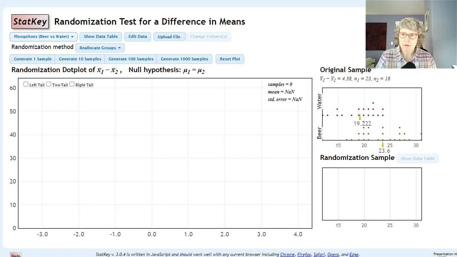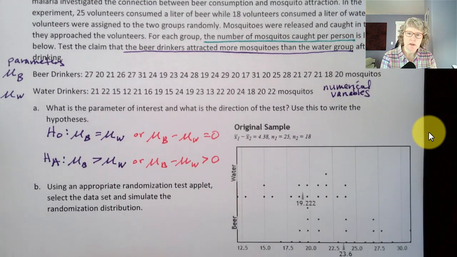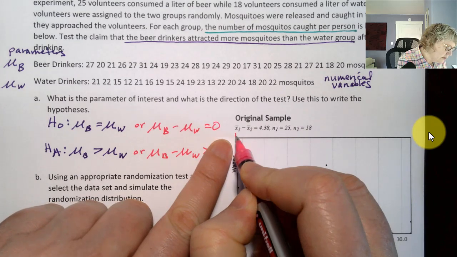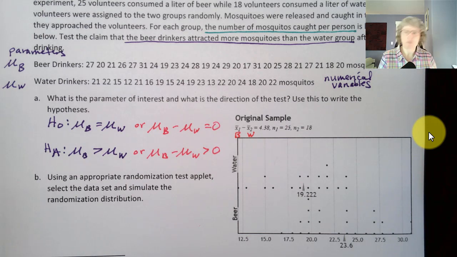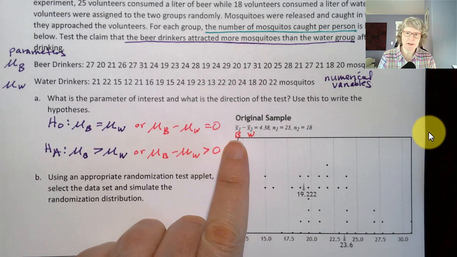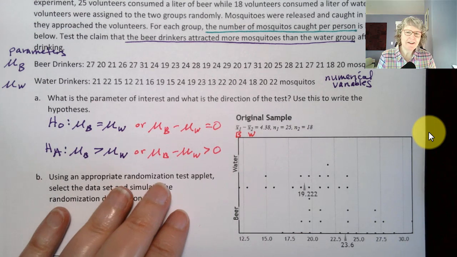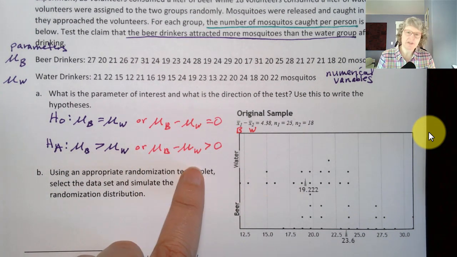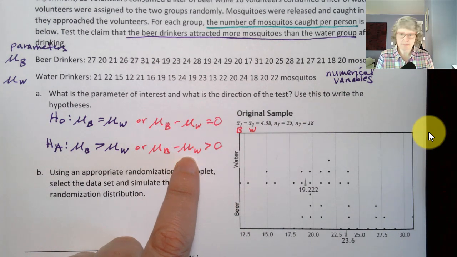So I'm going to go back to the notes for a second, and I'm going to write under here the x bar 1, I'm just going to put a B there and a W. It's kind of small, so I don't have room to put x bar B and x bar W, but I just want to remind myself that it's beer minus water. And that also, not too coincidentally, matches up with the direction of our test, right? We're testing that beer is greater than water, so we want to do beer minus water.